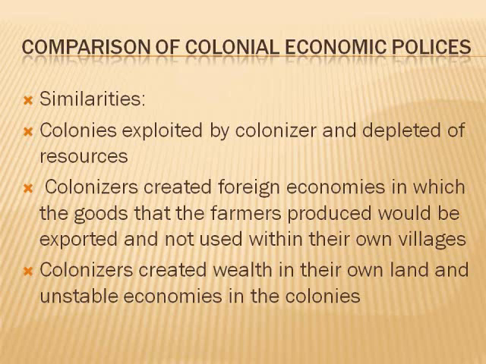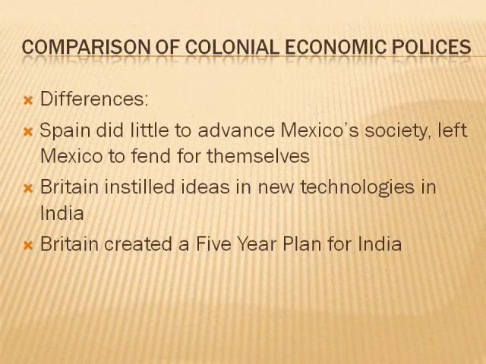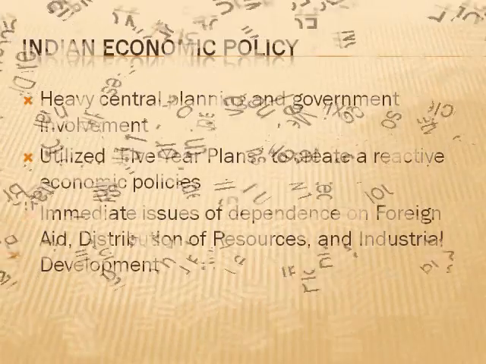In comparing the colonial economic policies of Mexico and India, there are many similarities and differences. As for the similarities, both colonies were exploited by their colonizer and depleted of their resources. Colonizers also created foreign economies in which the goods that the farmers produced would be exported and not used within their own villages. Colonizers also created wealth in their own land and unstable economies in the colonies. As for the differences, Spain did little to advance Mexico's society and left Mexican citizens to fend for themselves. In India, Britain instilled new ideas and technologies and helped create a 5-year plan for Indian citizens.